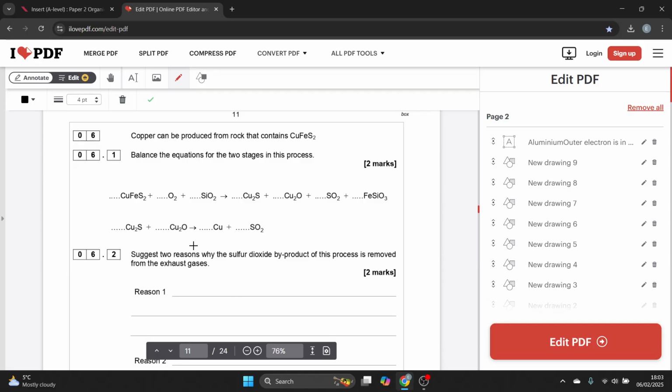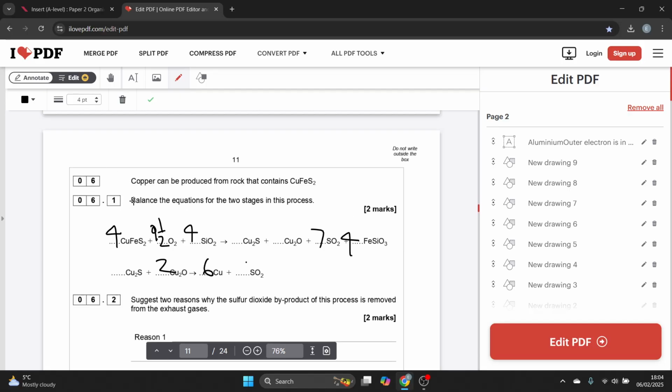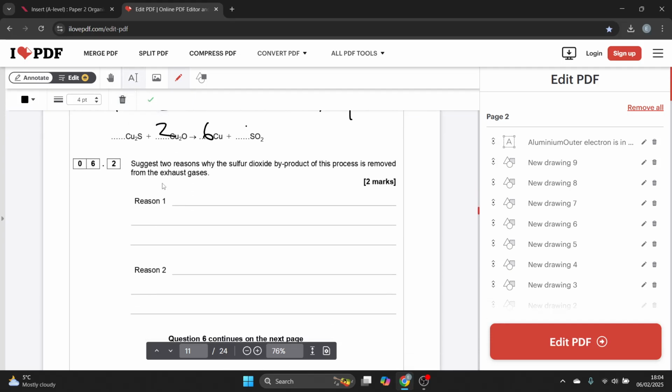Question 6.1, balance the equation for the two stages in this process. CuFeS2 plus O2 plus SiO2, and then something else. So just balancing it out really. So you should get 4, 9.5 here, 4 here, 7 here, 4 here, 2 here, 6 here, and that's it there. If I try to do it, that would take me ages. So I'd probably leave this question to last, or at least near to the last.